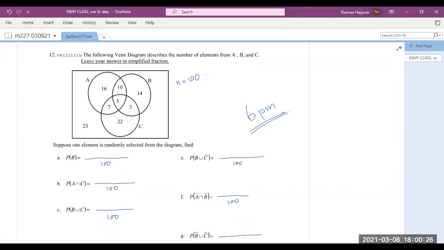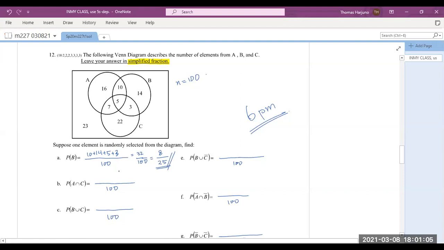Okay, let's start. Some extra information that we need to leave our final answer in simplified fraction. So whatever the answer we get later on, we will reduce or simplify. Suppose one element is randomly selected from the diagram. Find probability of getting someone from B. 10 plus 14 plus 5 plus 3, that will be 32 over 100. Then you reduce, I can reduce by 4, I believe, so 8 over 25.